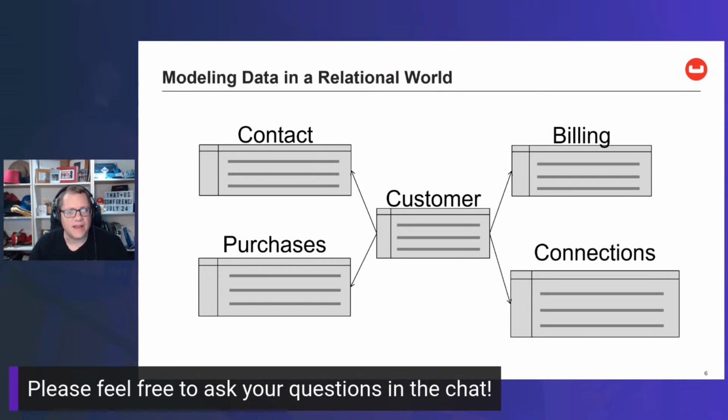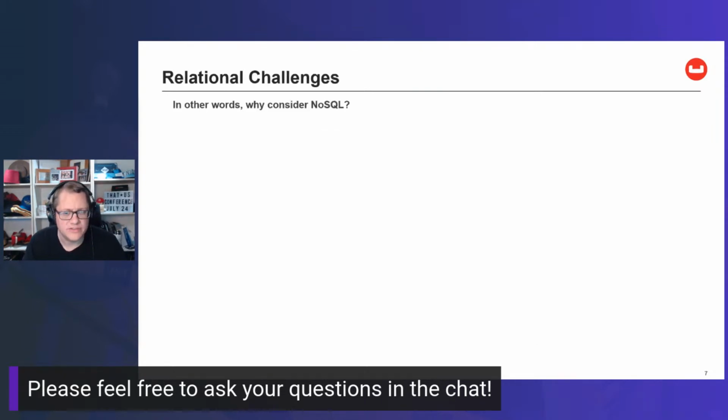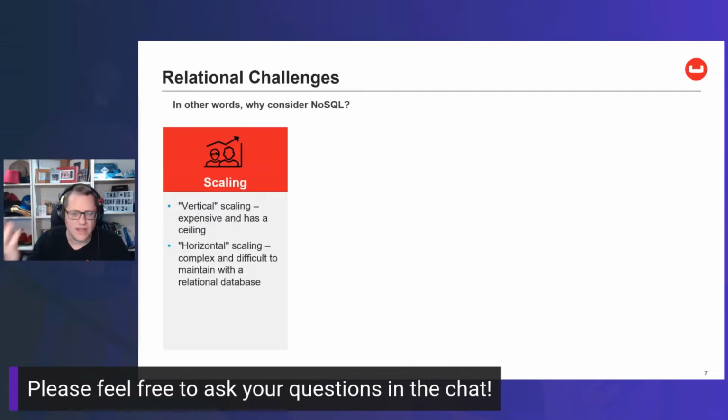But what are the drawbacks to this approach? Why do people look to other databases to solve problems? What are the challenges that relational data can have? So I really think of them as 4 high-level challenges for relational databases, and these are the reasons you might consider NoSQL. So the first one, historically the most important one, is scaling. When the number of users increase, so do the demands on the database.